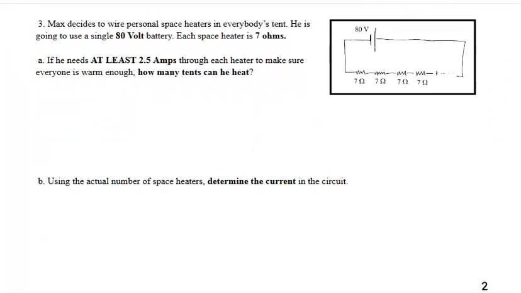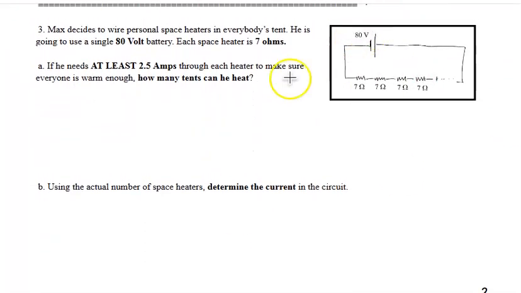Problem number 3. Now we're going to keep the voltage the same and add light bulbs. So he decides he's got an 80-volt battery, and he wants to give everybody an electric blanket. Each electric blanket is 7 ohms. But if he doesn't have enough current going through these, then they won't be warm enough. So he wants at least 2.5 amps. So I is going to be N times V, but we know N is 1 because there's only one of them, over X times R, and that's what we're solving for, is X this time.